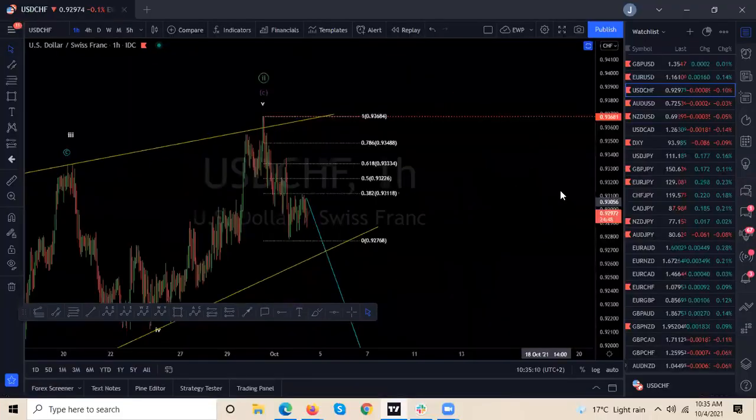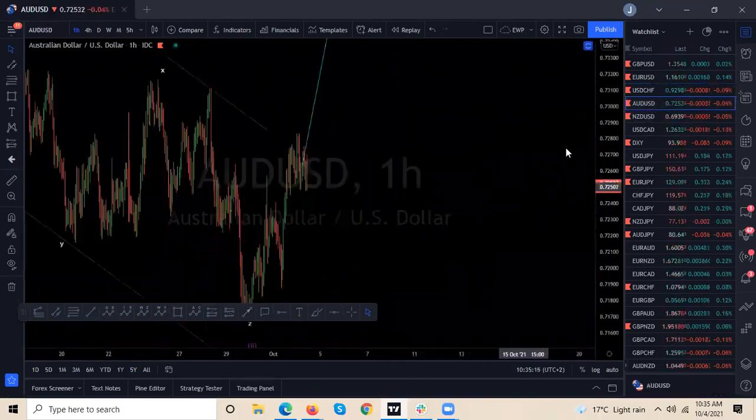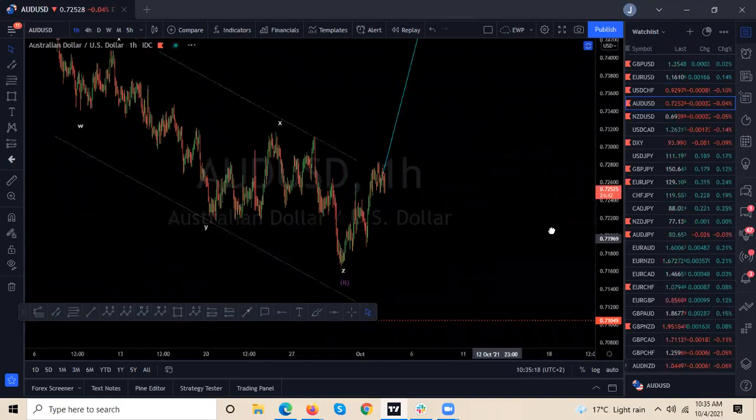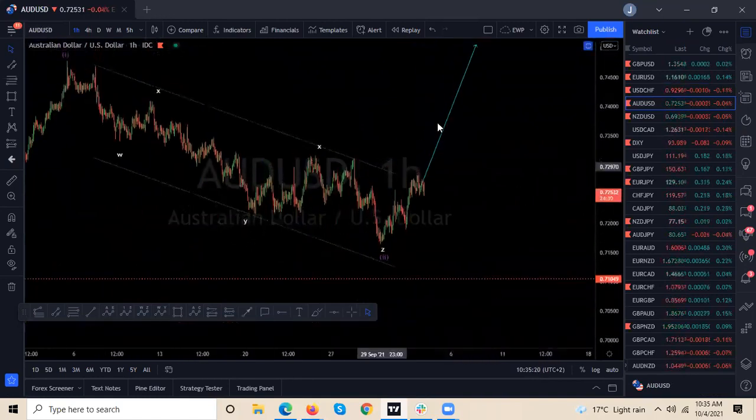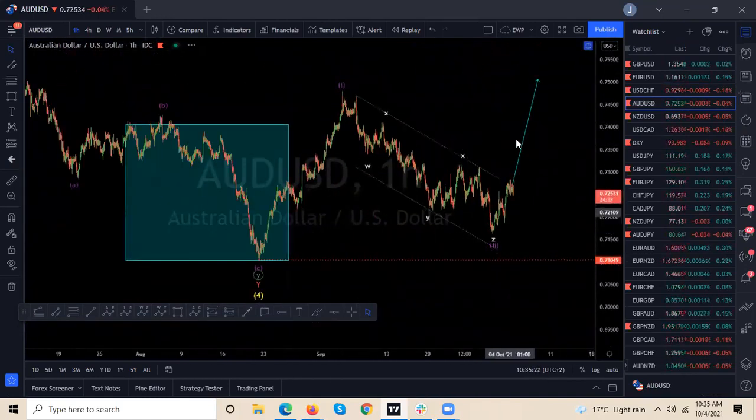There are so many charts to look at, guys, here. So I'm going to try and go as quick as I can. AUD US dollar expecting a move to the upside here. So we've been looking at this one to be an 11 swing sequence against this low here. We're expecting to see a move to the upside.